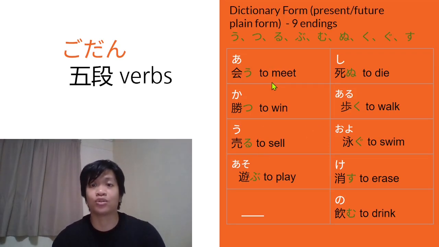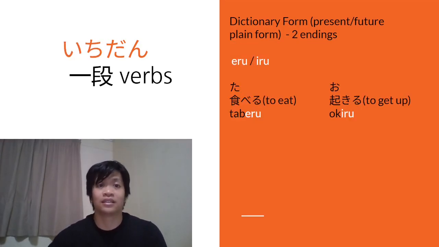So we have au, to meet; katsu, to win; uru, to sell; asobu, to play; shinu, to die; aruku, to walk; oyogu, to swim; kesu, to erase; and nomu, to drink. So when it ends in one of these 9, it's most likely a godan verb. The only exception is when it ends in ru. So sometimes the verb ends in ru, but it's not a godan verb. So let's take a look at that next in the ichidan section.